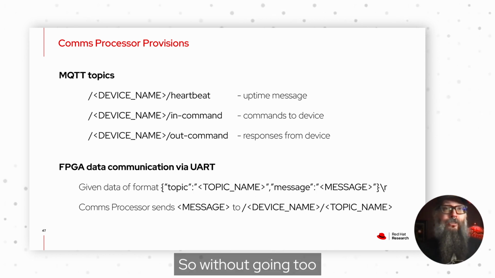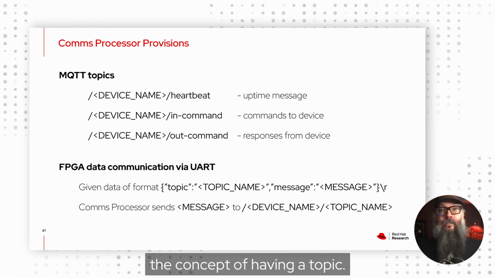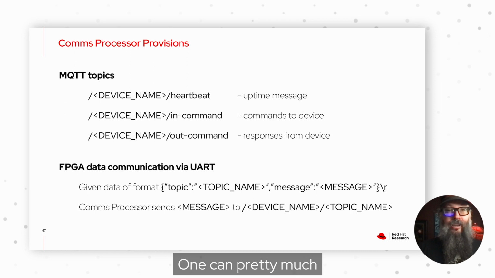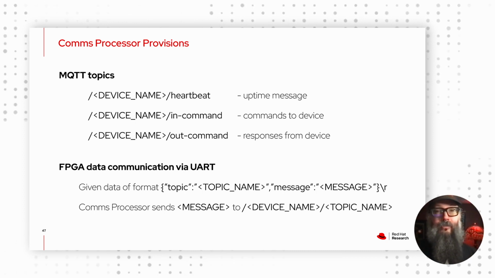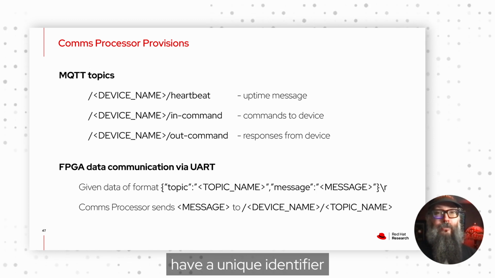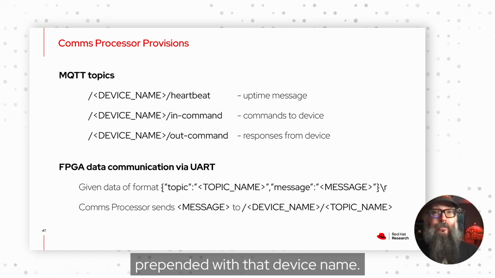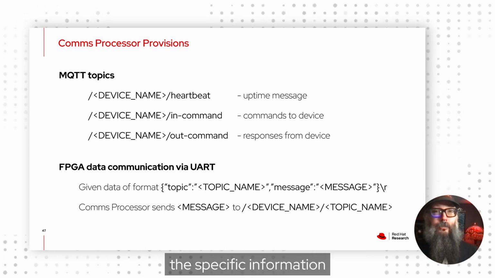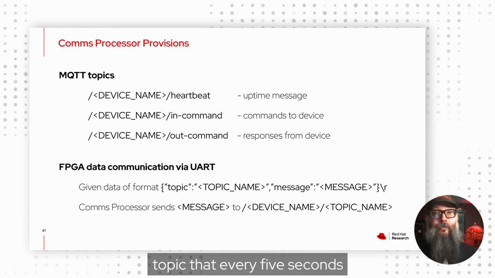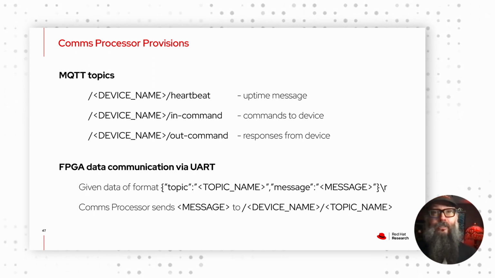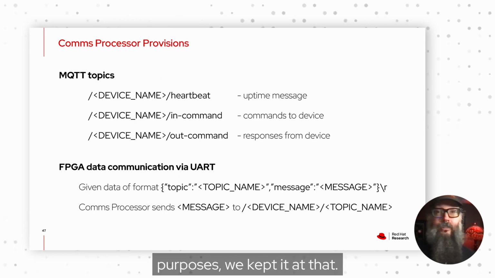Without going too deep into how MQTT works, we'll just say that MQTT is built around the concept of having a topic, and it's very flexible. One can arrange their topic tree however they like for their system or application. What we chose to do was to give each device a unique identifier, here called its device name, and each topic is prepended with that device name, followed by the specific information that gets transferred across the topic. So we have a heartbeat topic, where every 5 seconds the device sends out just its uptime. That 5 seconds is pretty quick; it's usually spread out further, but for our testing purposes, we kept it at that.